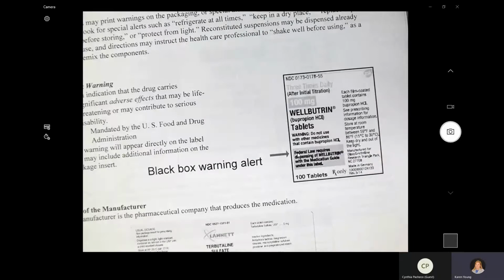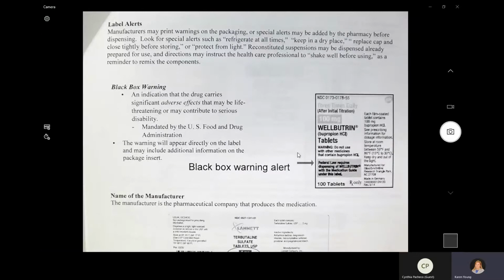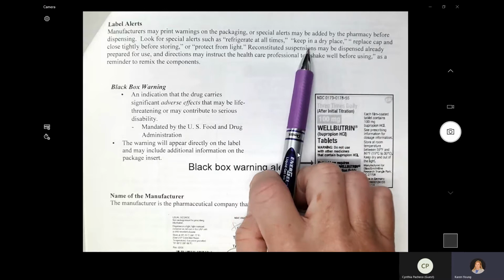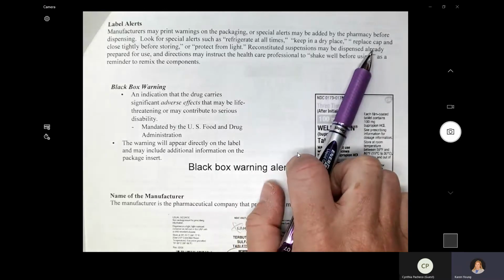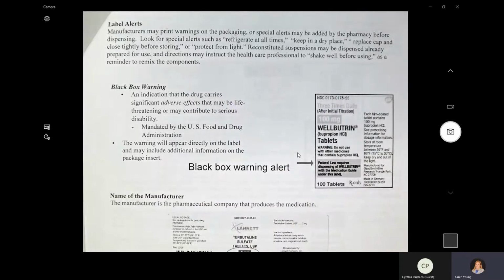Label alerts. Some of them, this is your black box warnings. It's also little tabs that the pharmacy will put on. Sometimes it's take with food, or don't drive heavy equipment when you're taking this, or the drug may cause drowsiness. Refrigerate. Amoxicillin has to be refrigerated once it's mixed. Keep in dry place. Replace cap and close tightly before storing. Protect from light. Those are all label alerts, all special instructions on the label.